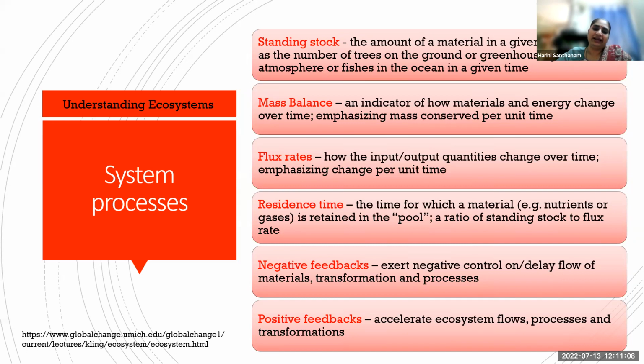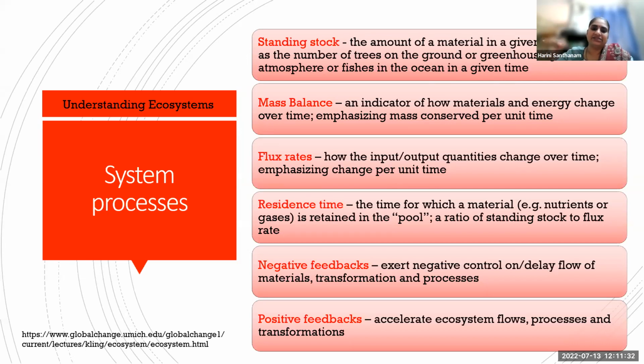Another way of looking at this is what is known as flux rates. It's not just another way, but it is a different perception and different quantification. So here what we are quantifying is the actual amount of input and output quantities which change over time. This emphasizes the change per unit time and not the mass conserved per unit time. So there is a slight difference, right?